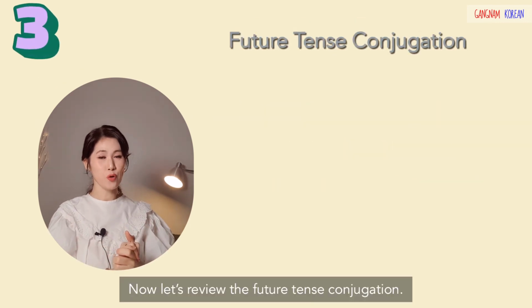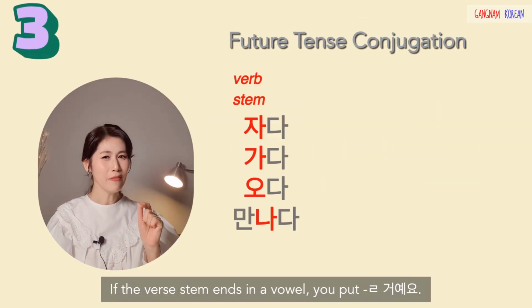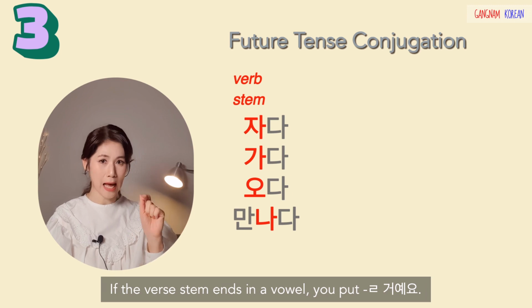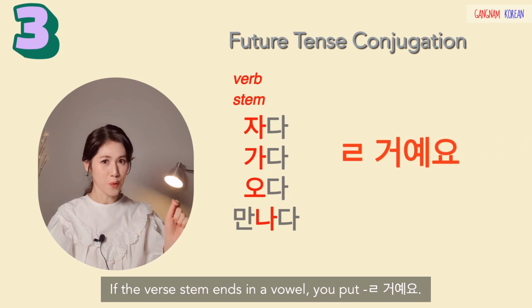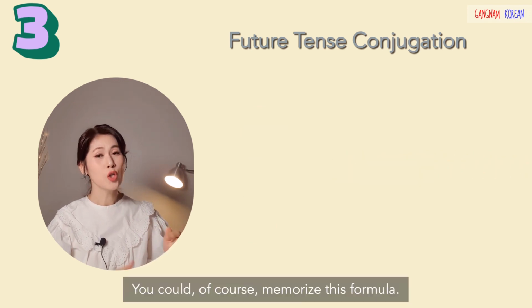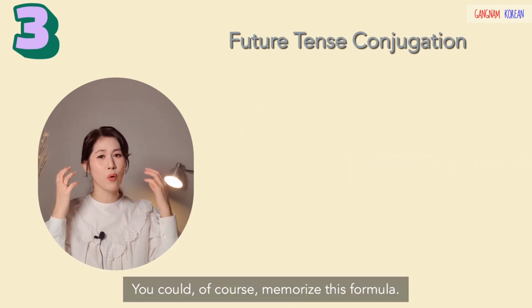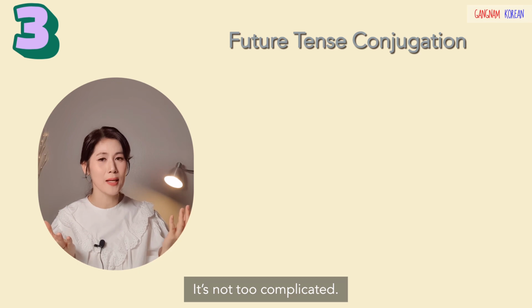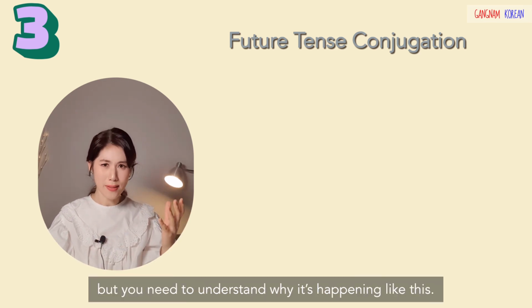Now let's review the future tense conjugation. If the verb stem ends in a vowel, you put ㄹ 거예요. If it ends in a consonant, you put 을 거예요. You could, of course, memorize this formula. It's not too complicated, but you need to understand why it's happening like this.